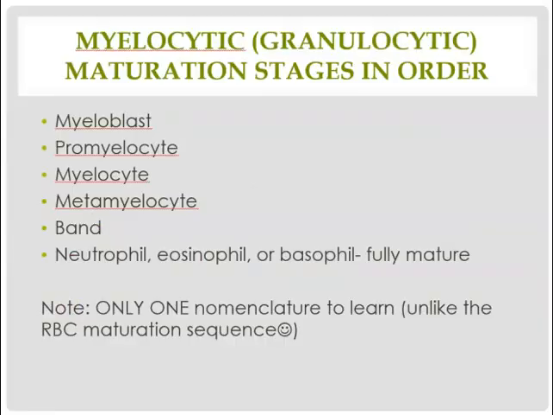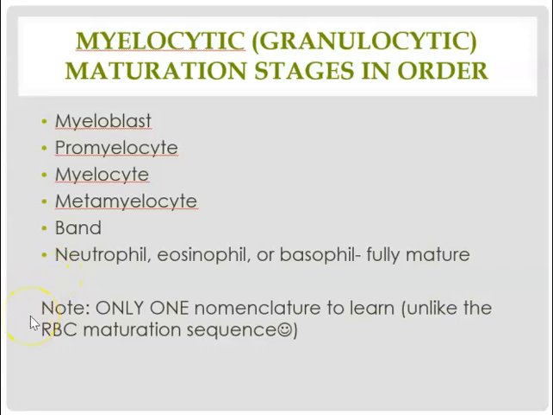Here are the stages in the maturation sequence for our granulocytes, or granulocytic maturation. You first have the myeloblast, then the promyelocyte, then the myelocyte, the metamyelocyte, the band, and then the mature cell, which can be a neutrophil, eosinophil, or basophil. And again, this last step is where they're fully mature, and we're going to talk about each step in more detail on the slides that are coming up.